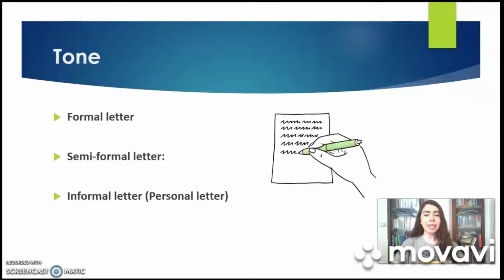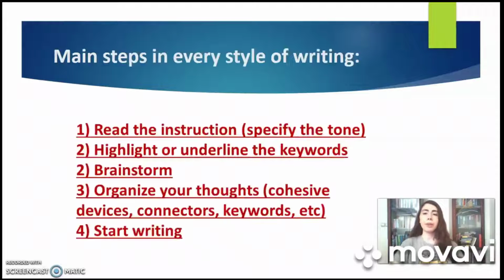So let's begin with the tone. What does it mean when I talk about the tone of my letter? We have three types of letters regarding their tone. We have formal letters, semi-formal letters, and informal letters. An informal letter is the personal letter.